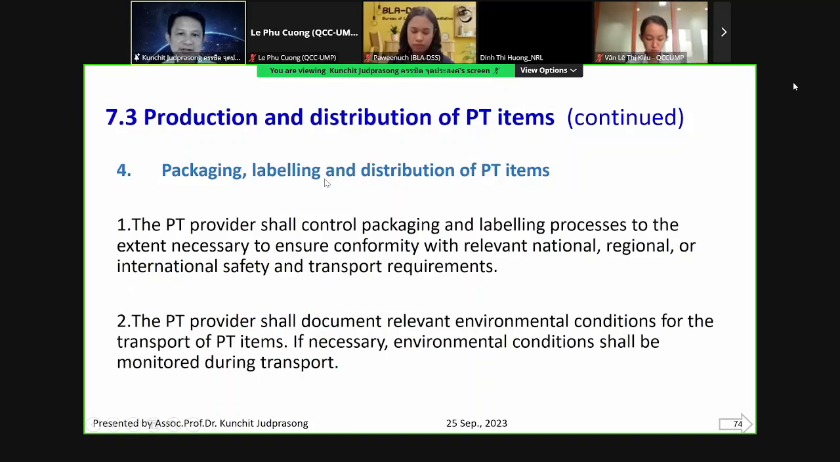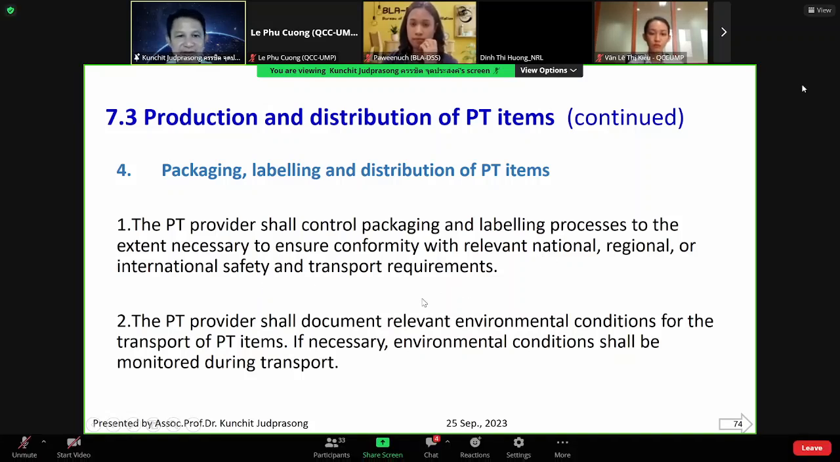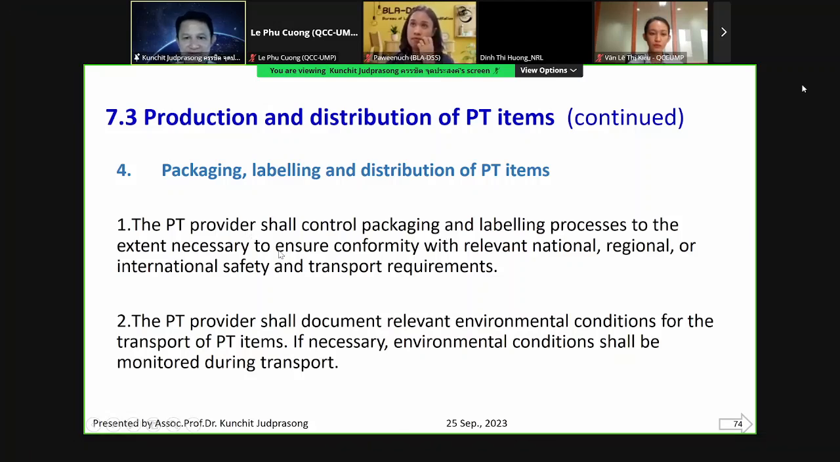For packaging, labeling, and distribution of PT items, the PT provider shall control package and label to the extent necessary to ensure conformity with the relevant national, regional, and international safety transport requirements. So this is something we have to do because of international acceptance, especially for the hazardous ones. We have to have data to demonstrate and document what your sample is and what hazard it has.